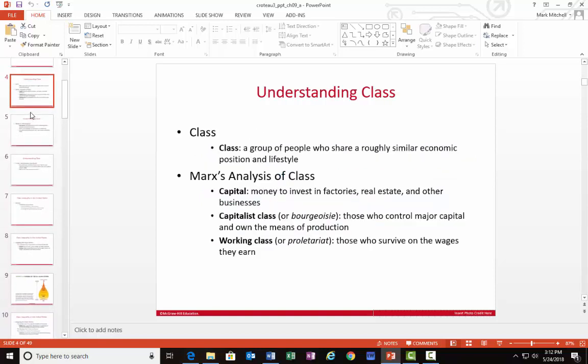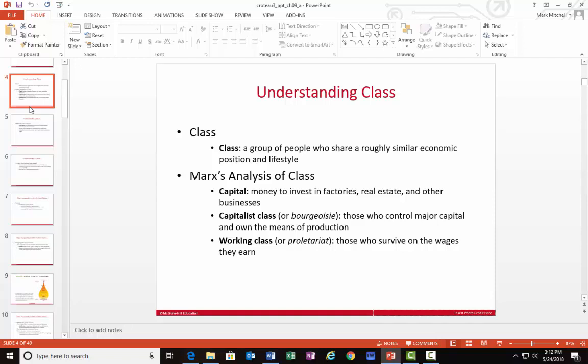Okay, but as we start off the chapter, we get a good dose of Karl Marx and some of his positions. Our book defines a class as people who are sharing a roughly similar economic position and lifestyle. So that's a good way to look at it. Of course, we have the social class system in the United States, which is obviously based on the economic position.